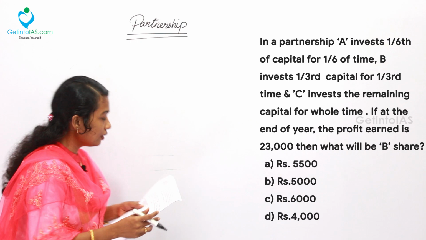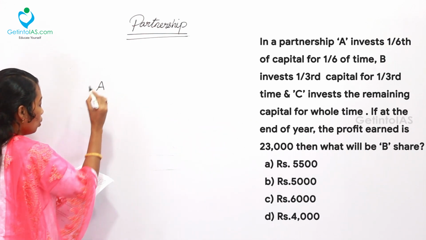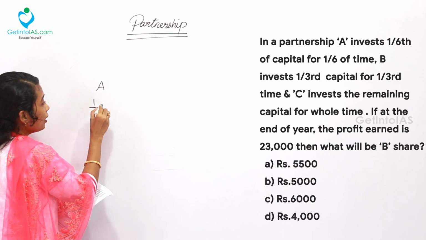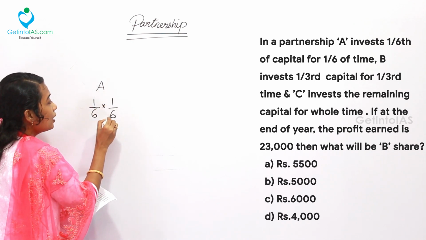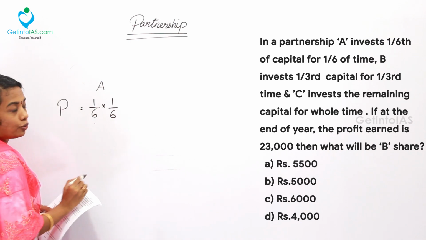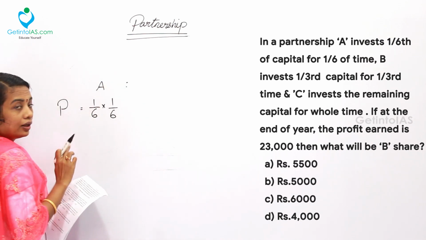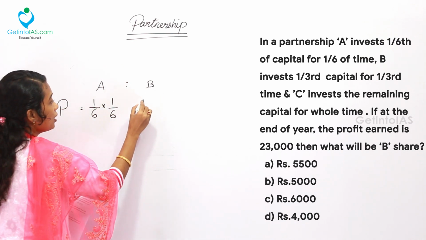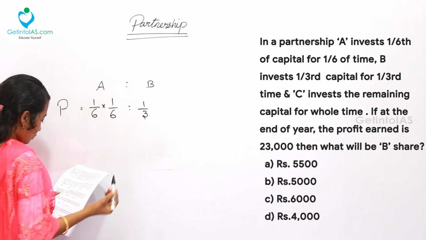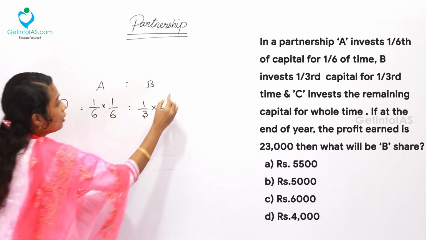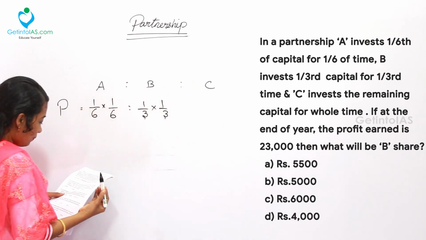So let us take A's ratio, where 1/6 is the investment and 1/6 is the time. Investment into time is said to be the profit ratio. So we have taken that for A. The next thing, for B, is that B is investing 1/3 of the capital for 1/3 of the time. Then what about C?